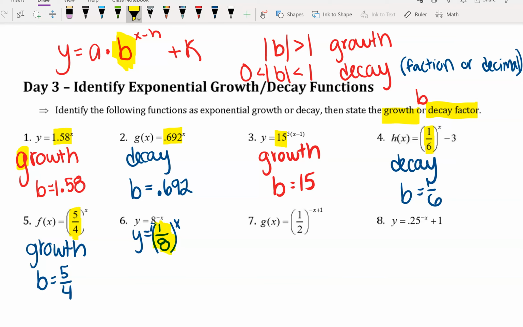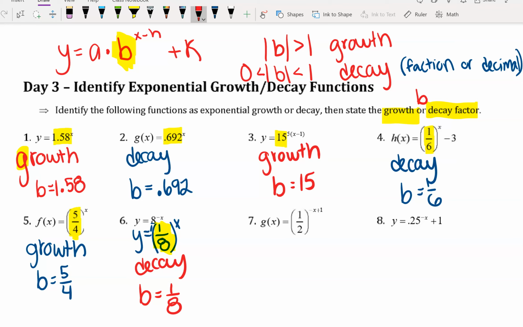So you want to get rid of any negative exponents first before determining if it's growth or decay. So that negative flipped it, meaning we have decay, and the B value, or the decay factor, is 1/8.